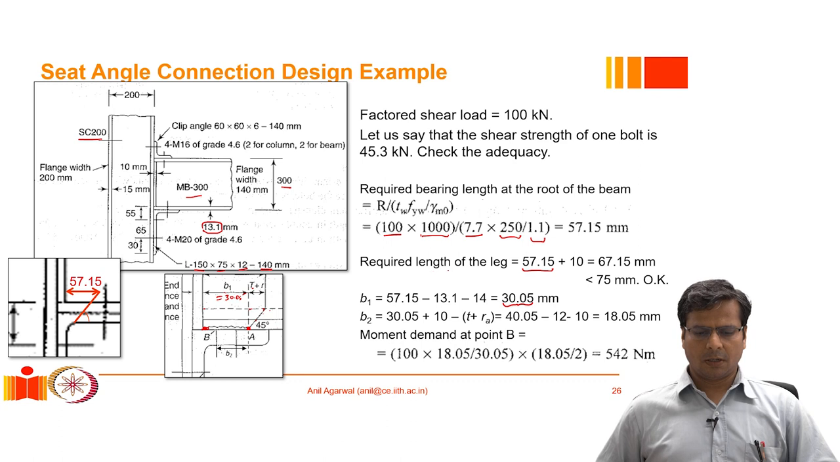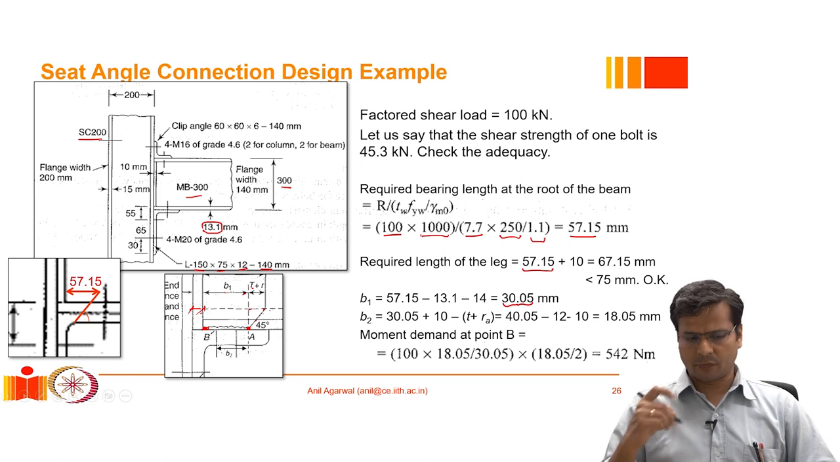All right. Now the leg, of course, needs to be longer than that, right? So the leg can be taken as whatever the total length of this force was. In addition to that, we will add some additional 10 millimeters to account for the gap between the beam and the supporting column, which we get as 67.15 millimeters. Okay, and that's what we will use here.